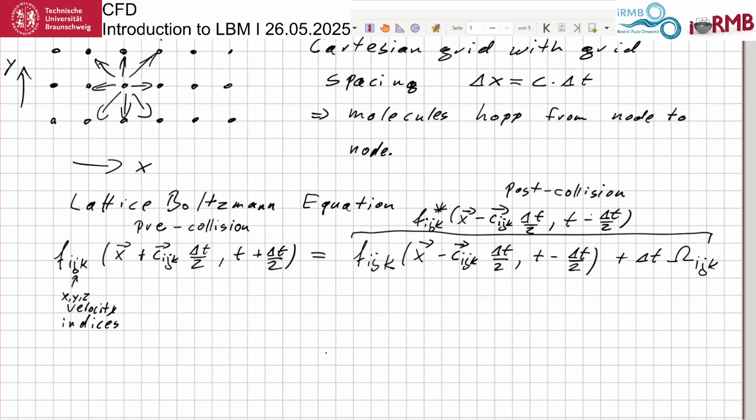And the C_ijk vector is the index i into the unit vectors, j, k, the unit vector for z, and these are all unit vectors.